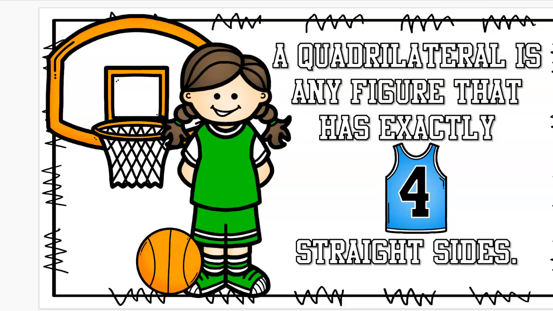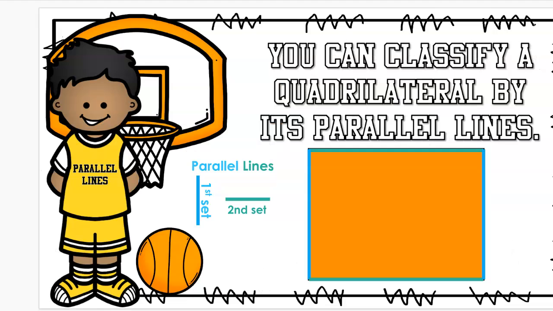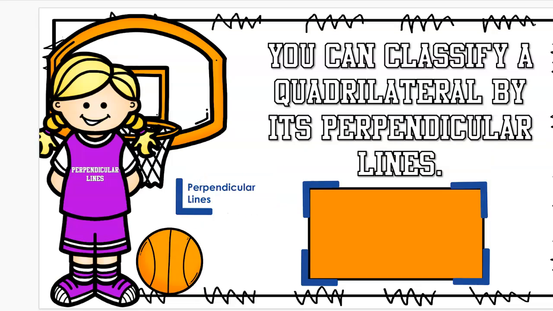This activity also gives us the different properties of a quadrilateral, so we're going to quickly go through this. It has exactly 4 straight sides. You can classify a quadrilateral by its parallel lines. This quadrilateral has 2 sets of parallel lines, one set blue and the second set green. You can also classify it by its perpendicular lines. This rectangle has 4 corners where perpendicular lines intersect at right angles, indicated by this blue L.